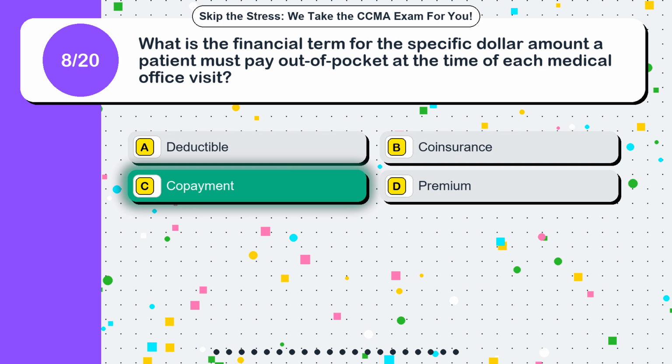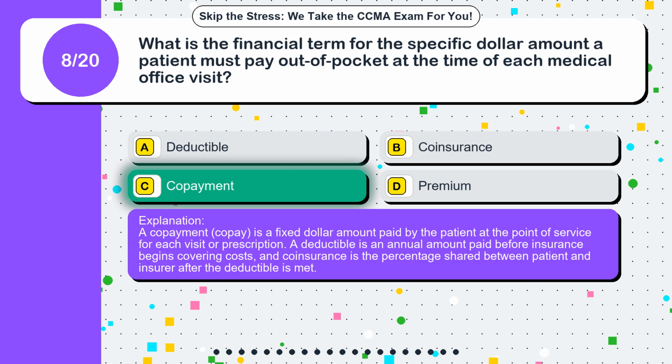The correct answer is option C. Copayment. A copayment, or copay, is a fixed dollar amount paid by the patient at the point of service for each visit or prescription. A deductible is an annual amount paid before insurance begins covering costs, and coinsurance is the percentage shared between patient and insurer after the deductible is met.